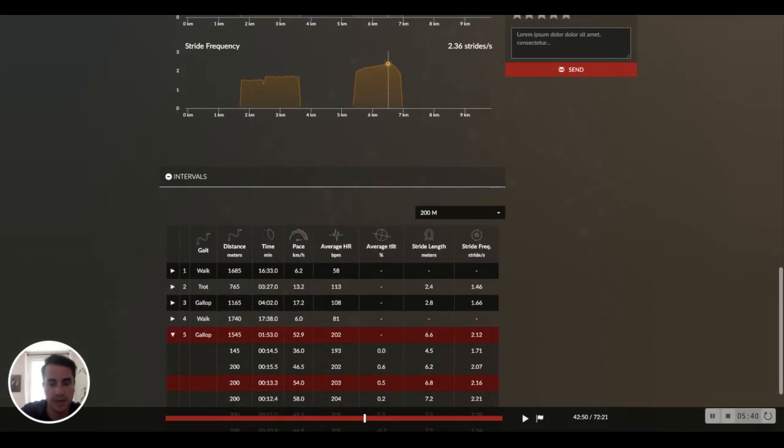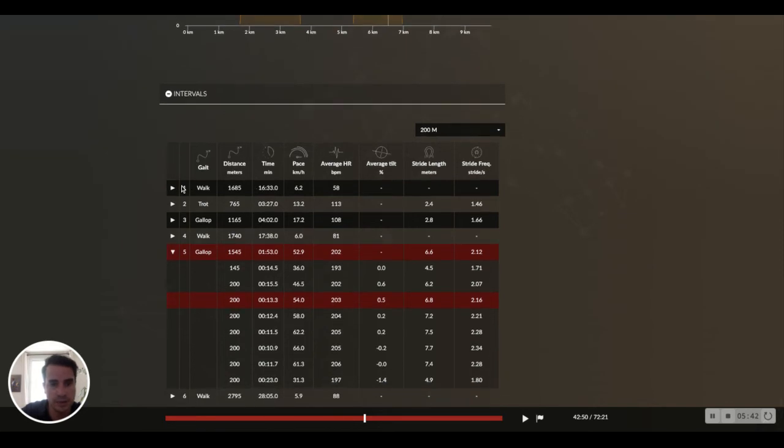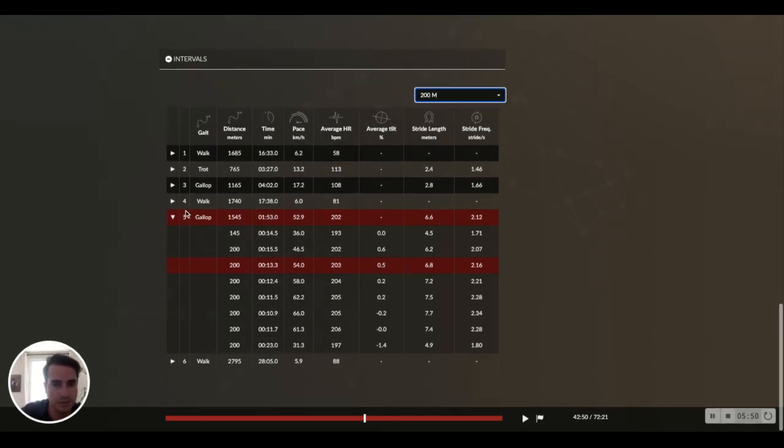Under this, we will have the sectional tab. With every activity, you can choose the square here. So here we put every 200 meters. And so we have the gallop here, average data: total distance, average timing, average speed, average heart rate, stride length, stride frequency. Then after, we will see all the sectionals: 14.5, 15.5, 13.3, 12, 11.5, 10.9, 11.7.